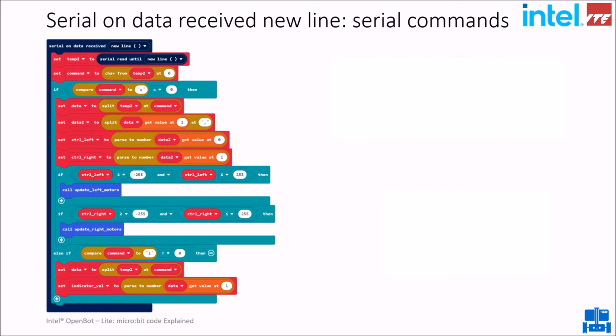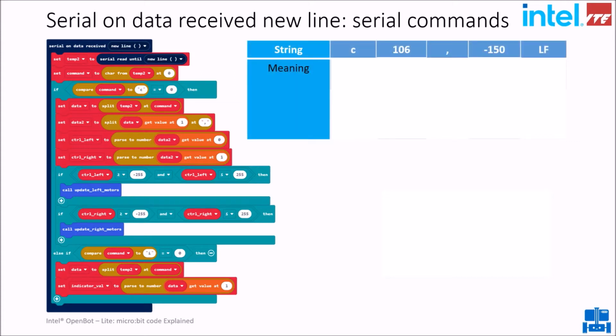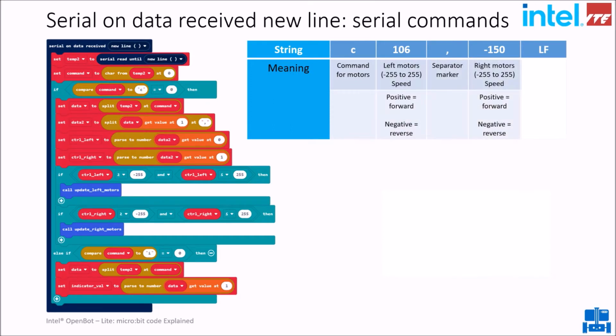Let us look at what happens when the mobile app transmits data to the micro:bit. There are two types of data. First is the motor command. This is an example. The lowercase c indicates this is a motor command. The first number is the left motor direction and speed. After a comma, this number is the right motor direction and speed. If the number is positive, the motor should rotate forward. If it is negative, it should rotate in the reverse direction. 255 represents full speed, while 0 is stop. The last character is the symbol for new line.